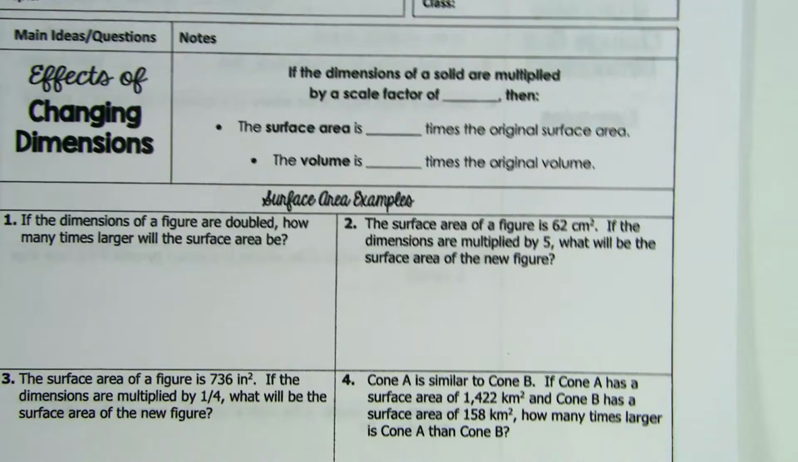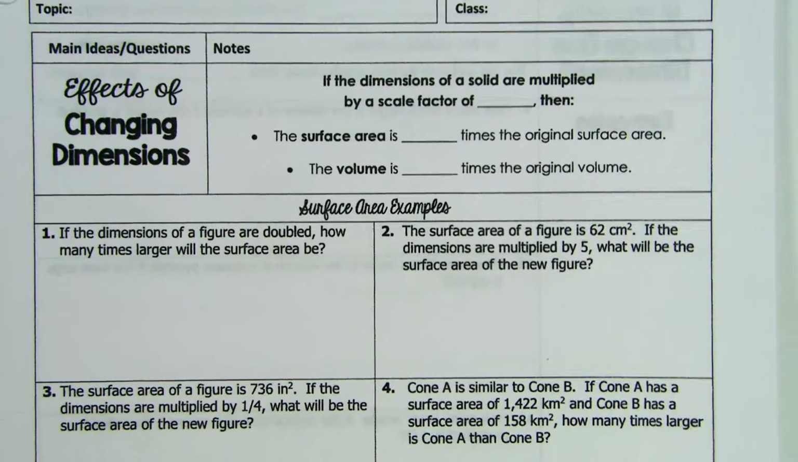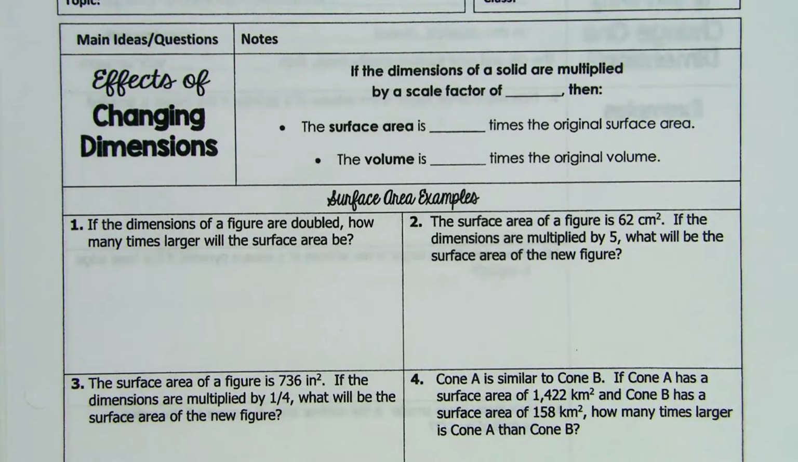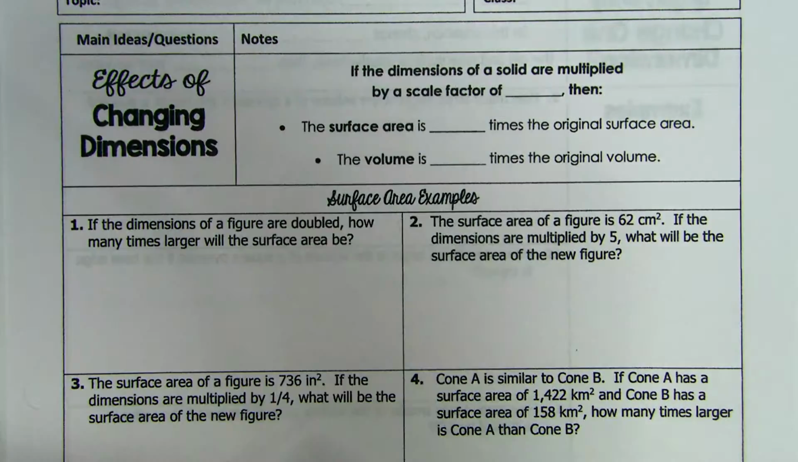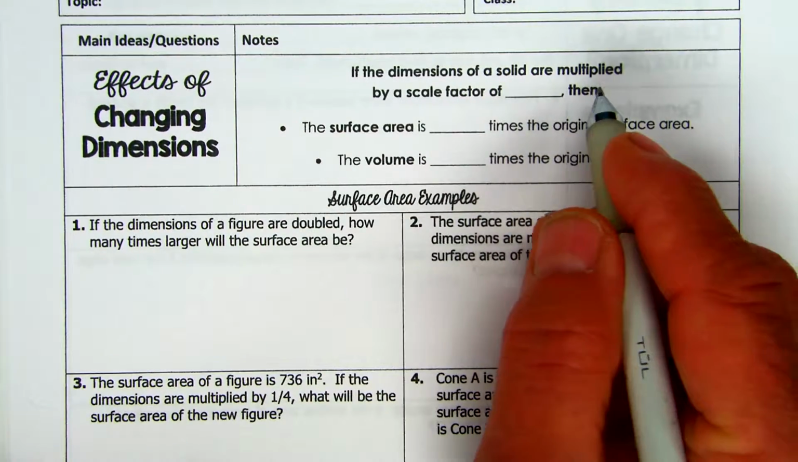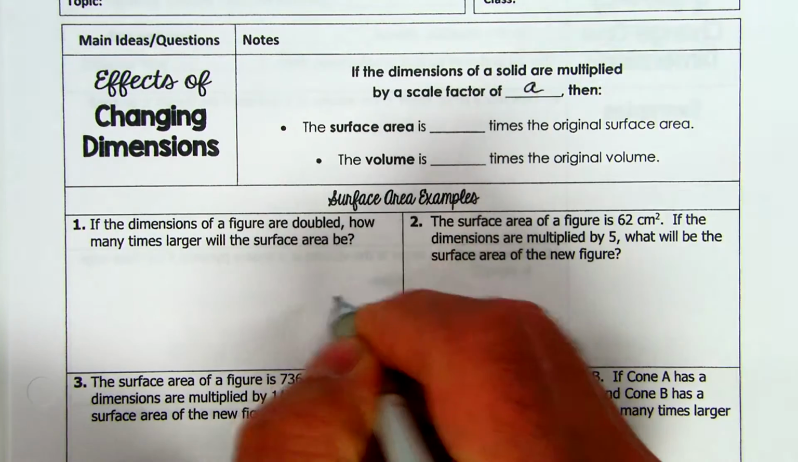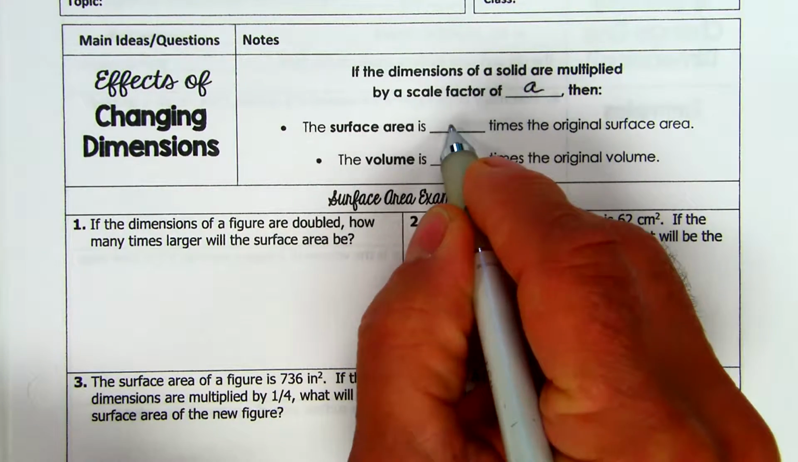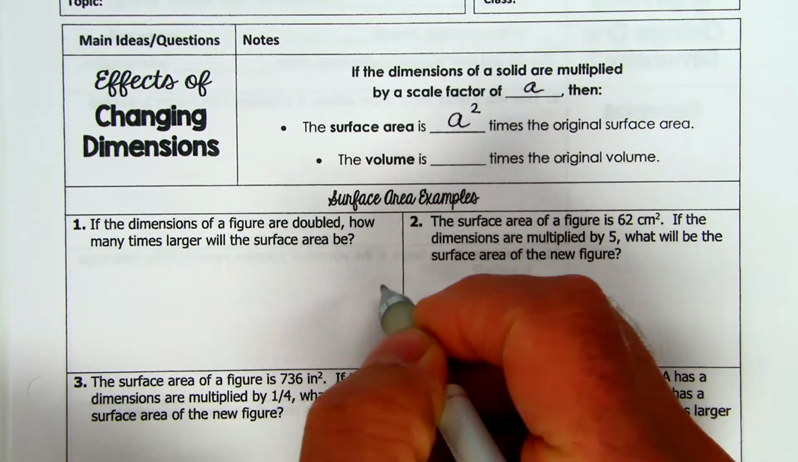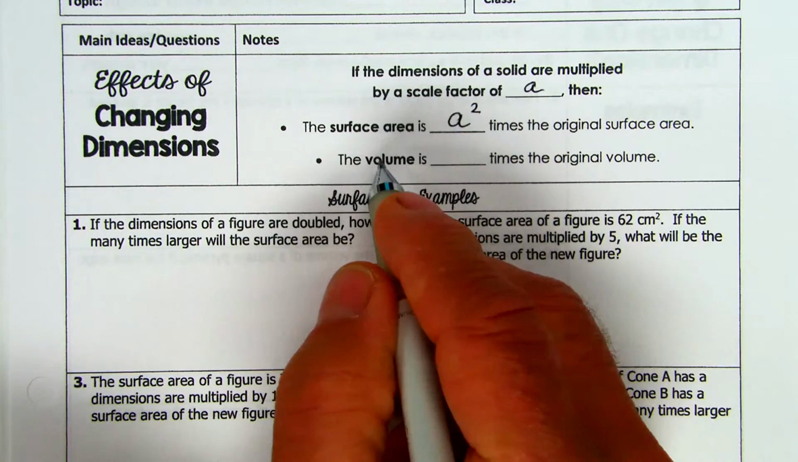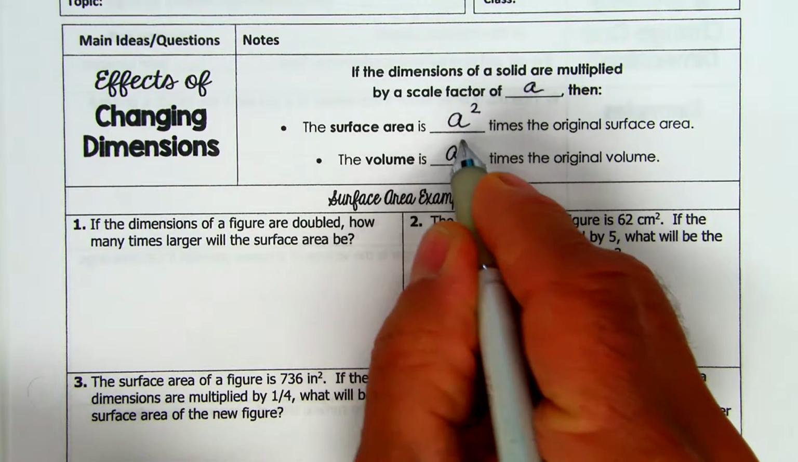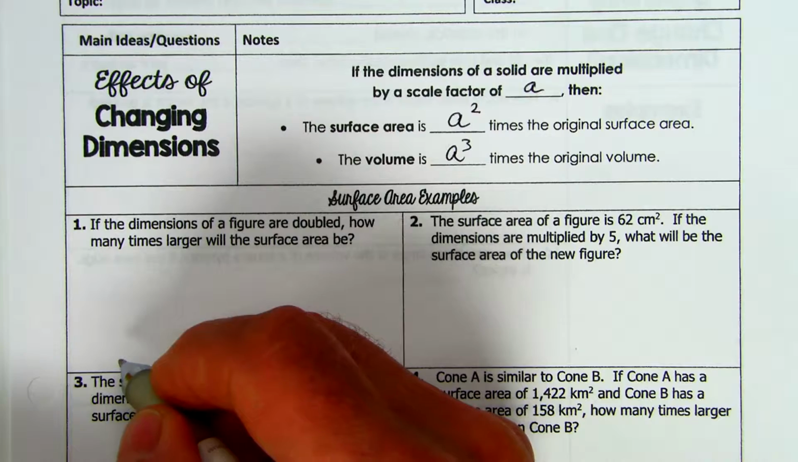So today we're doing our last lesson in Unit 11, Effects of Changing Dimensions. So let's look at this. If the dimensions of a solid are multiplied by a scale factor of A, then the surface area is A squared times the original surface area. The volume is A cubed times the original volume.